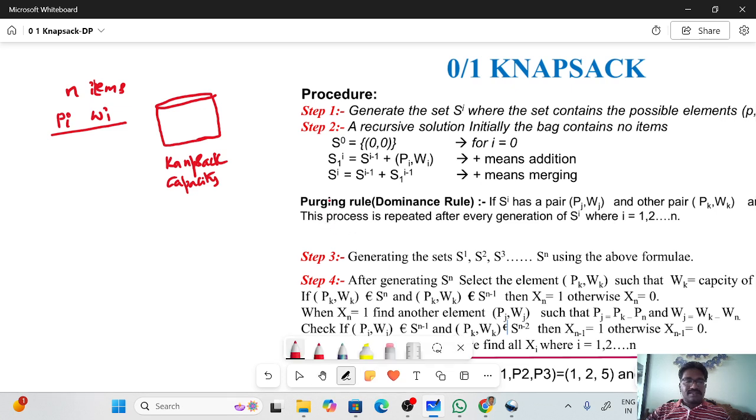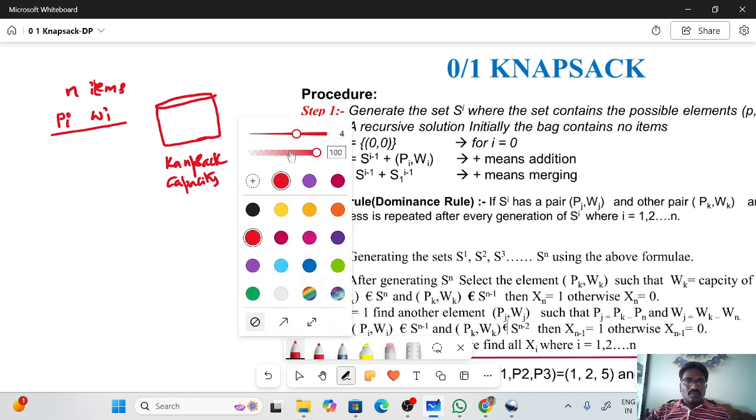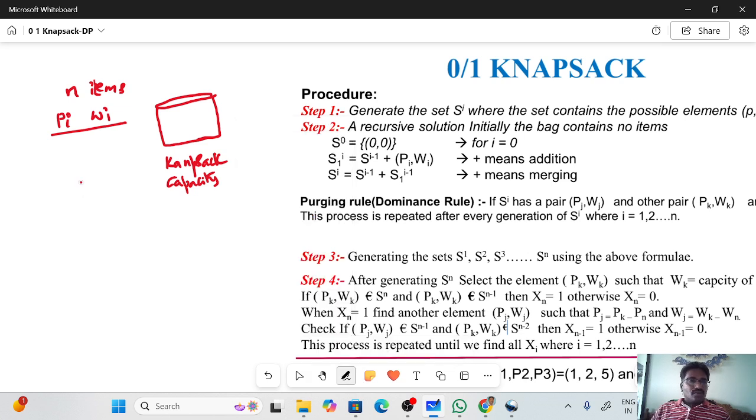Our aim is, we must select from the given set of n items. From the n items, we are going to select some items. Those items are placed into the knapsack. The knapsack should always give us the maximum profit.